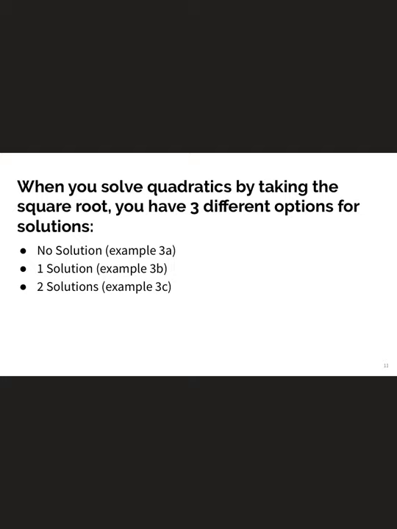So when you solve quadratics by taking the square root, you can have 3 different options for solutions, and this doesn't apply to just taking the square root, but these are just more clear-cut examples when we take the square root, right? So we're going to cover example 3a, where we have no solution, example 3b, where we have 1 solution, and example 3c, where we have 2 solutions.